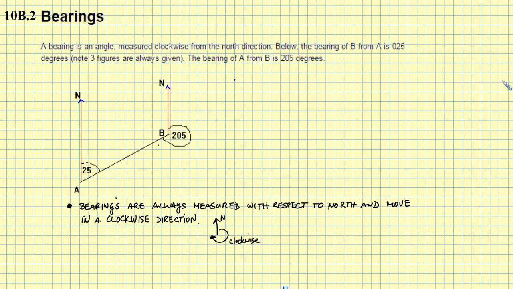Alright, so a couple of things that we need to look at. First of all, bearings are always measured with respect to north, and they move in a clockwise direction. So north being looking upwards, or on your paper facing up, and we are moving in a clockwise direction. The second thing we want to look at is the wording that's being used, because it can get a little tricky at times. So let's take a look at the wording a little bit here.